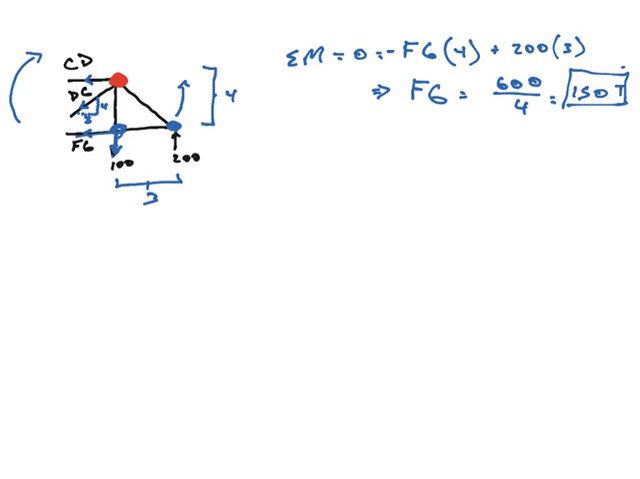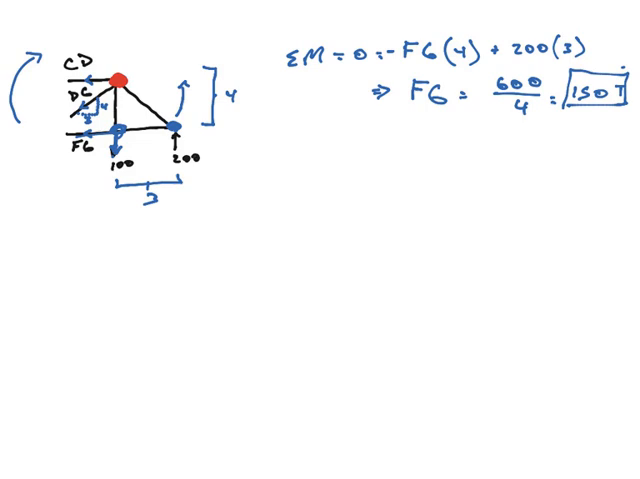If this number had turned out to be negative, that tells me the guess I made about FG was wrong. I had guessed tension, so it must be compression. Or the other way around, if I had guessed compression and it was negative, then it's actually in tension. But here I got a positive answer, which means my guess was correct. In this case, the guess was away from the joint, and away from the joint means tension. So FG, there he is.